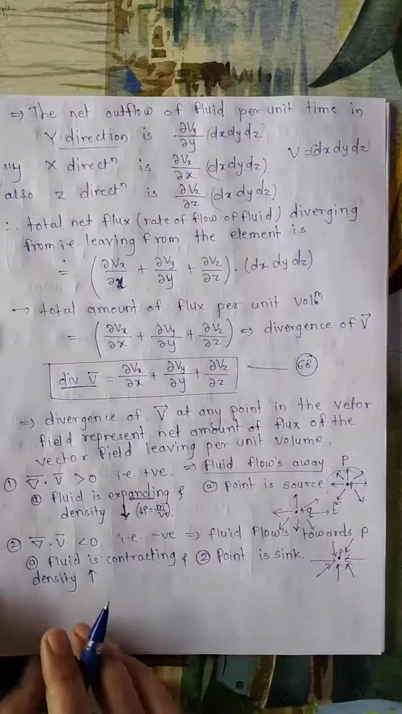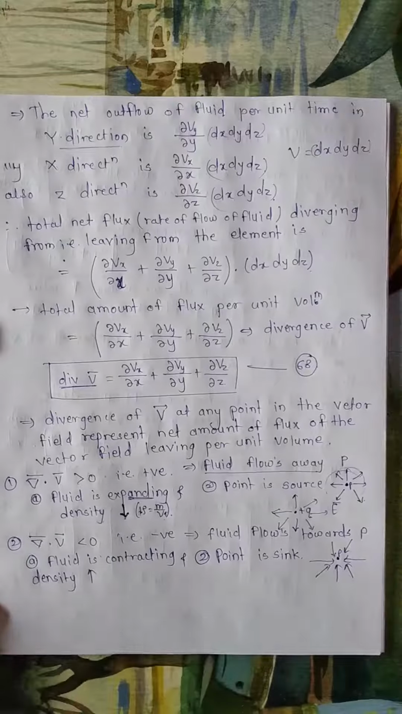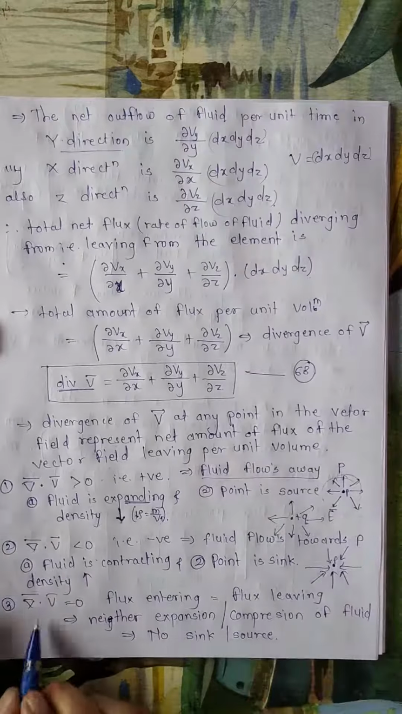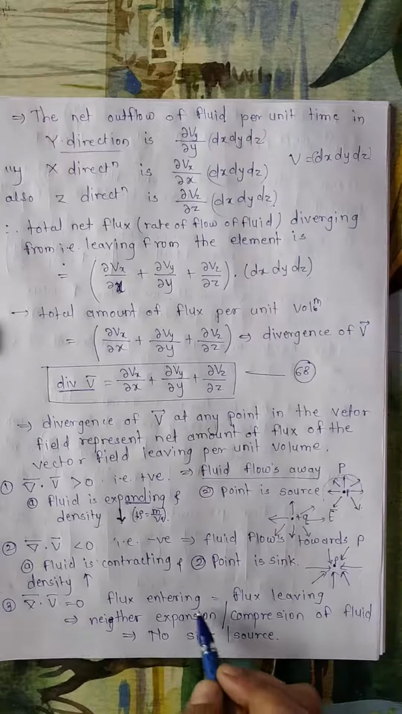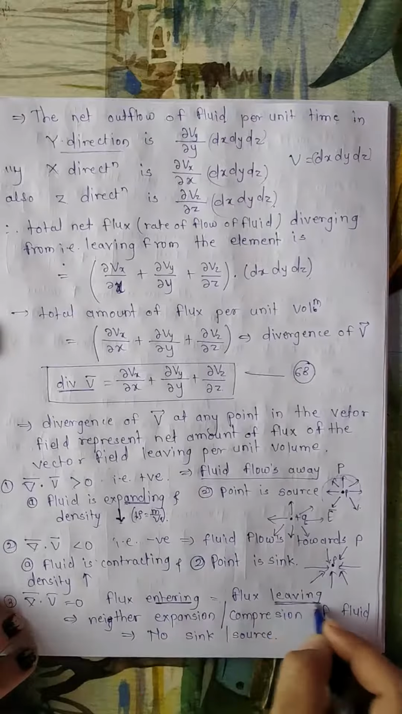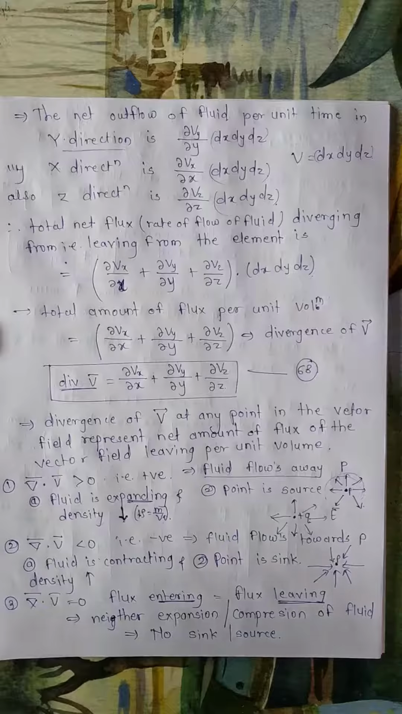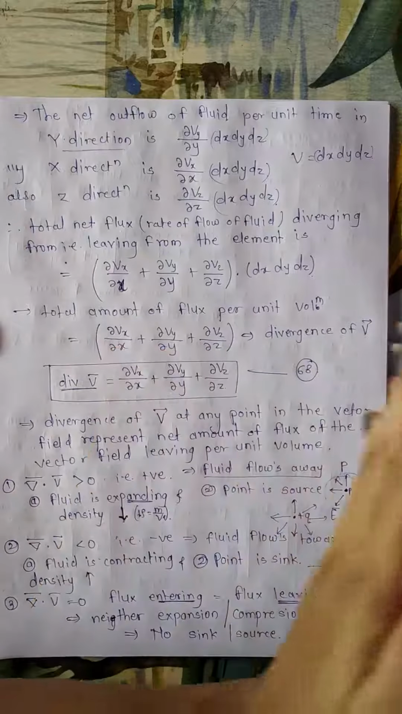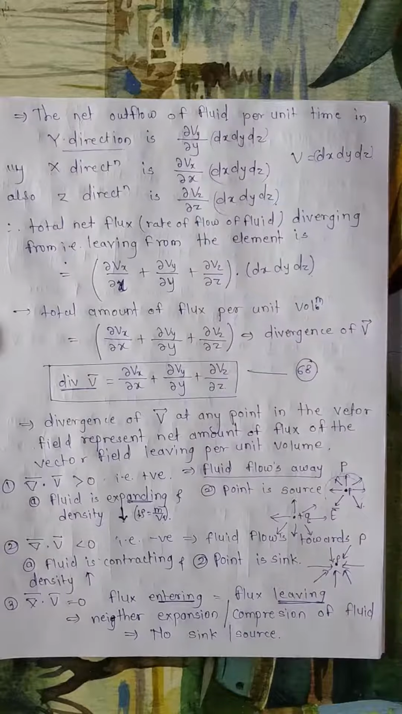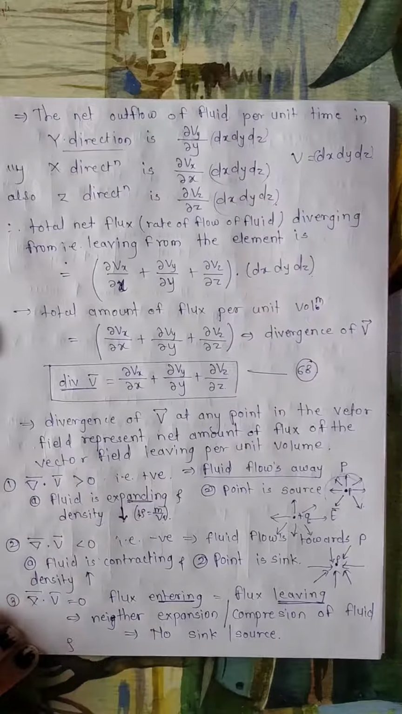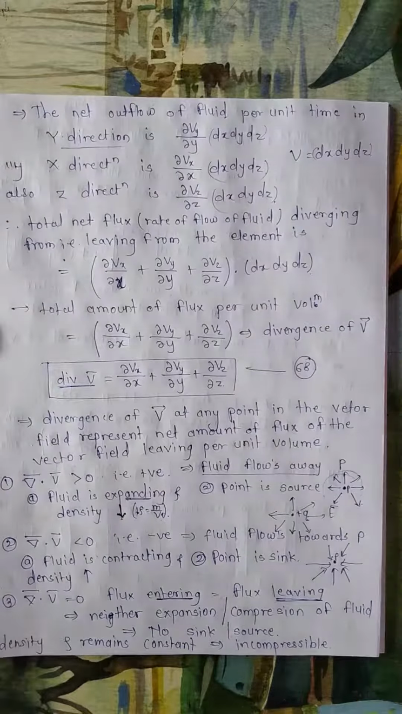And the last case is whenever the divergence is equal to 0. Divergence zero means the flux entering any volume element will be equal to the flux leaving that volume element. So in a fluid, when divergence is zero, it means there is neither a source nor a sink at that point. This means density will remain constant, and if density is constant, it means that the fluid is incompressible.